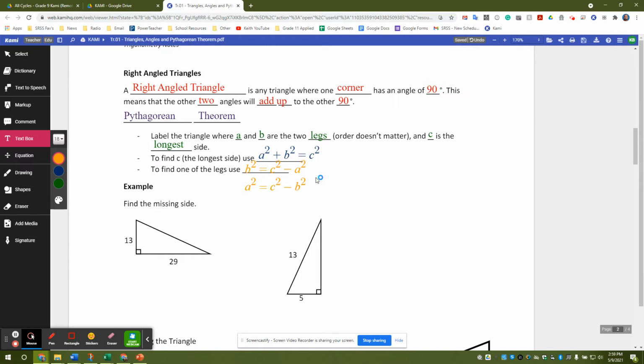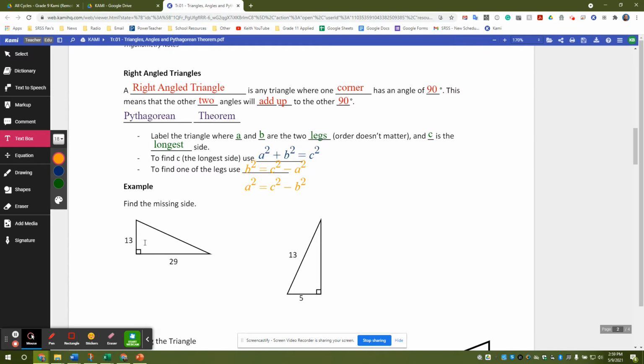Okay, in the equation, we could also switch the top one here. We can do b squared plus a squared, exactly the same thing. It does not matter. Just make sure that when you're doing it, we understand that we are subtracting in this case here, and on the top one, we are adding. Let's do a couple of examples here.